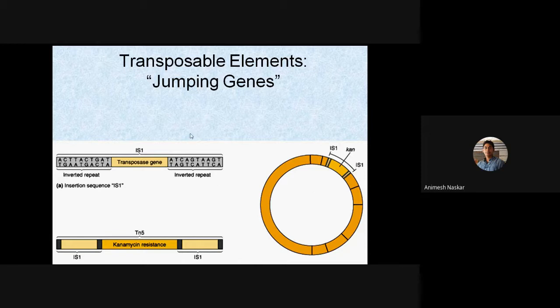So what will be the main criteria for a particular element to perform in this way, right? To be a transposable element, each and every transposable element has to be flanked by two inverted repeat sequences. You know that bacterial chromosomes are circular, so whenever an element jumps from one side to another, it has to be integrated.